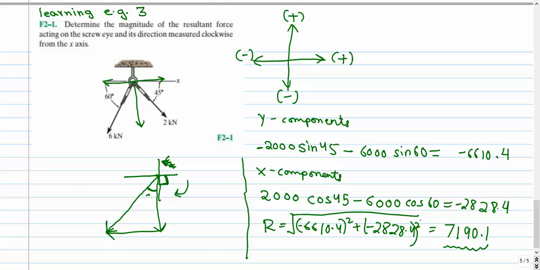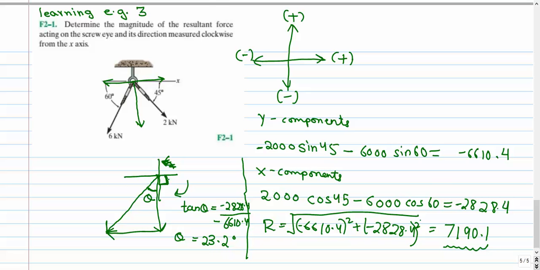To get this angle theta right here, we can use the formula tan theta equals the opposite length, which is the x component, or negative 2828.4, divided by the adjacent length, or the y component, which is negative 6610.4. And you can take arc tan on both sides, and you'll get theta equal to 23.2 degrees.